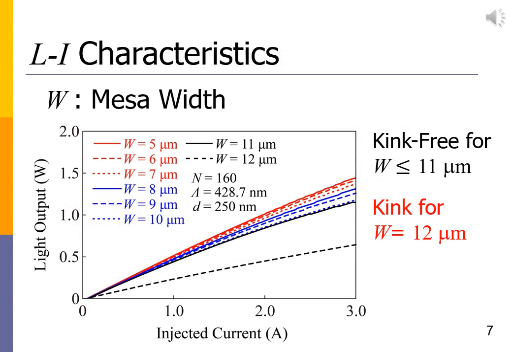This figure shows light output versus injected current curves. The parameter is the mesa width W. When the mesa width is from 5 microns to 11 microns, kinks do not exist in the L-I curves. Only the fundamental horizontal transverse mode oscillates up to the injected current of 3 A. Please note that the mesa width of 5 microns leads to a kink in L-I curves for the conventional ridge-type semiconductor lasers. When the mesa width is 12 microns, a kink appears in the L-I curve.